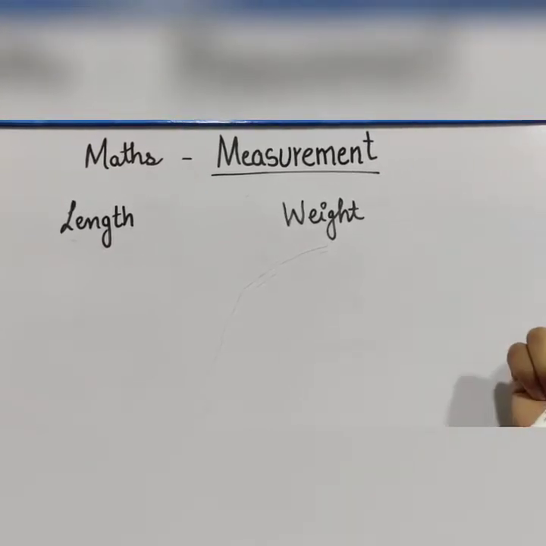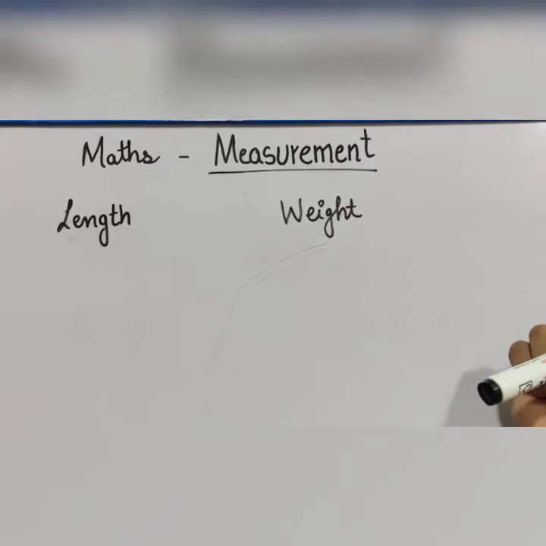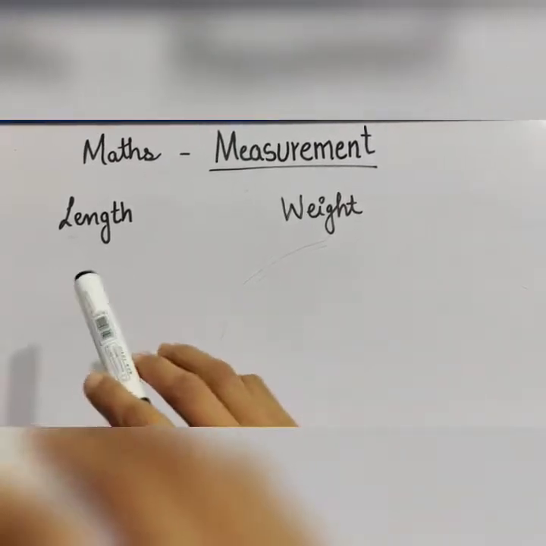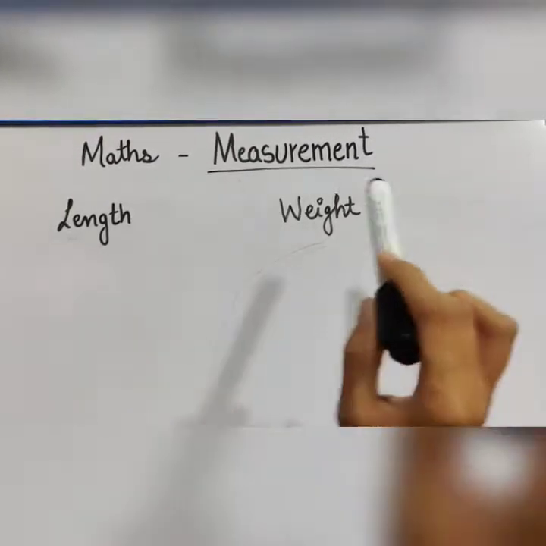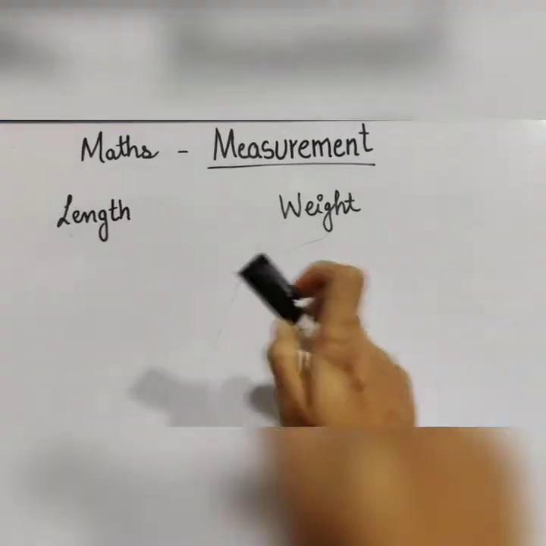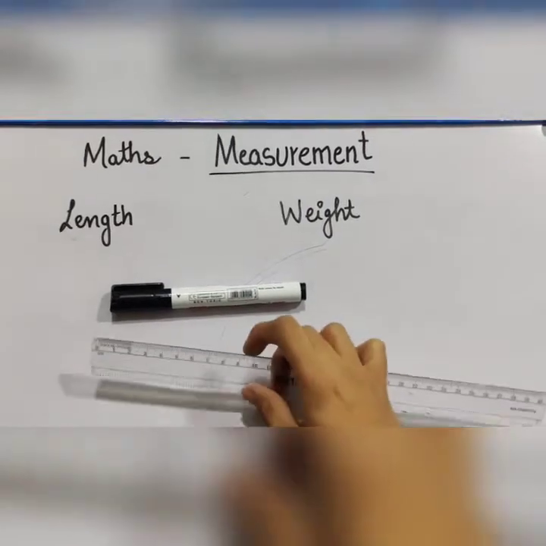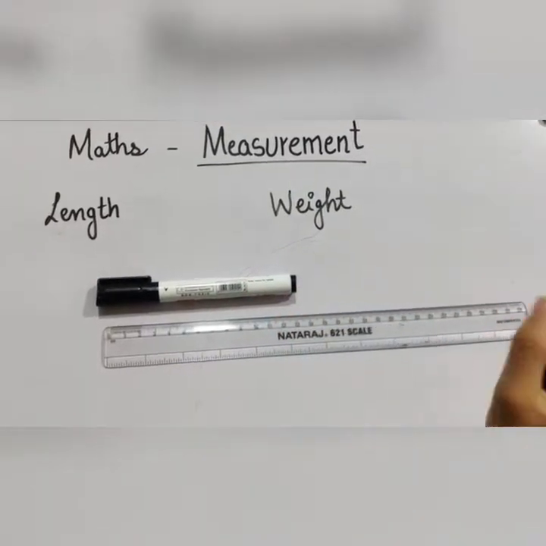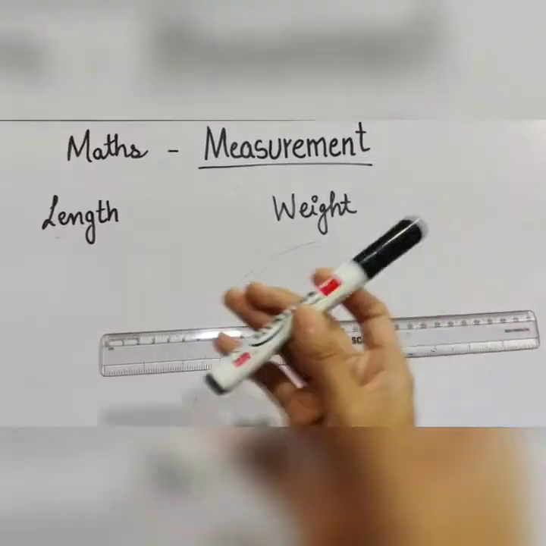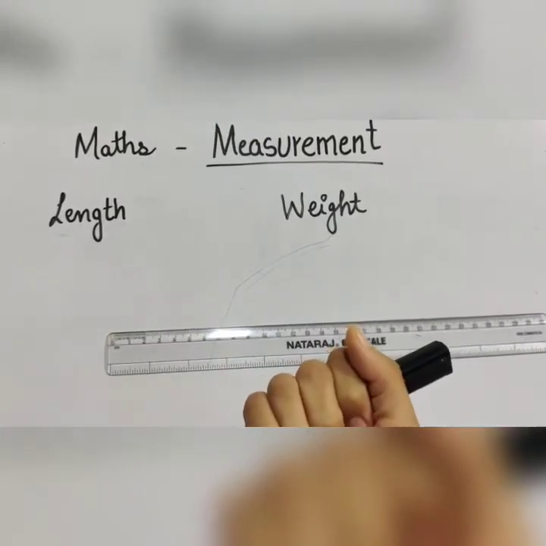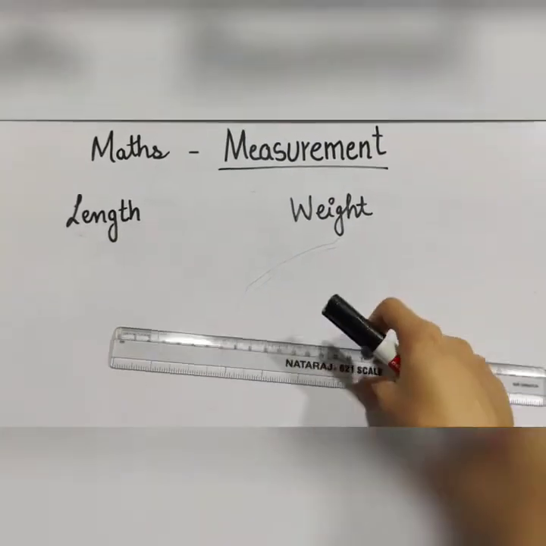Let us start with the chapter. We can measure anything or an object in two ways, either in length or its weight. If I have to measure the length of this marker, what I will use? I will use a scale. But if I want to measure the weight of this marker, I will use a weighing machine.